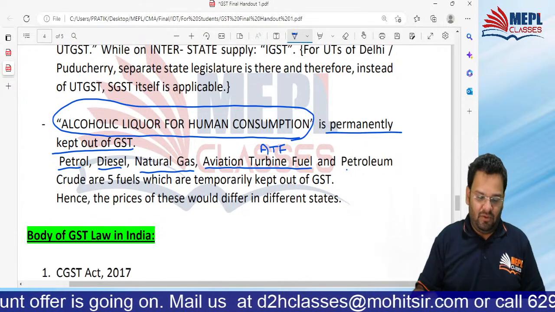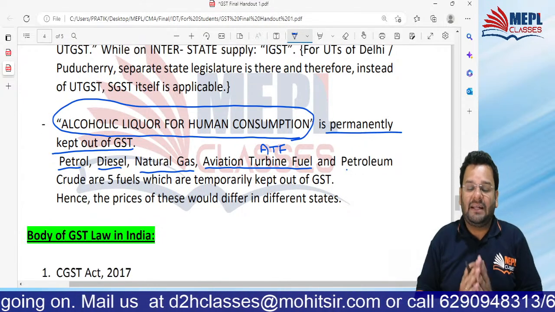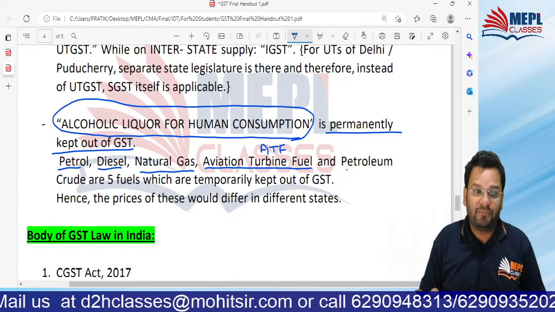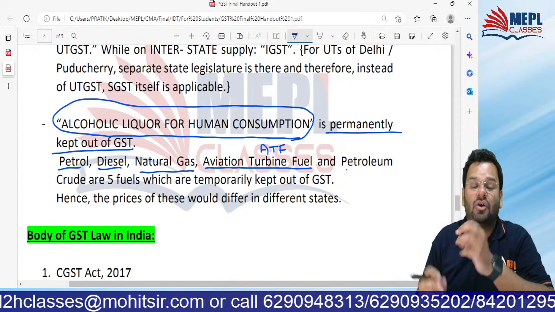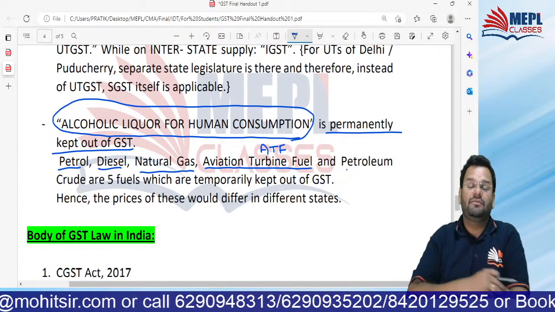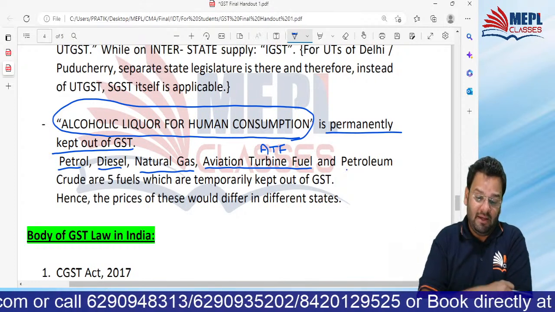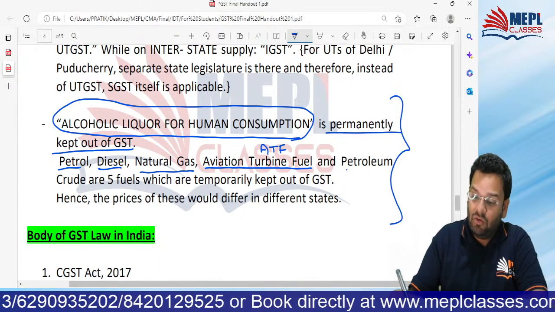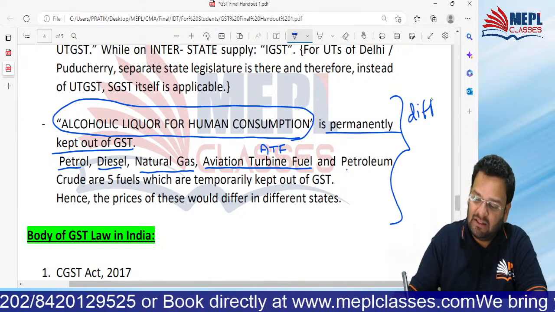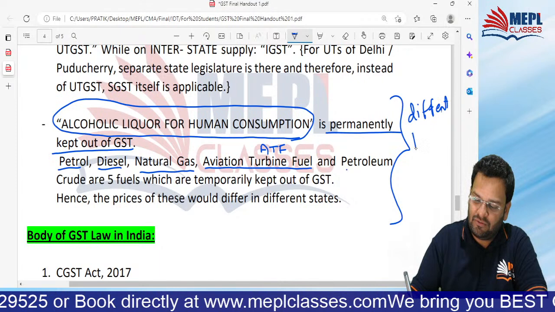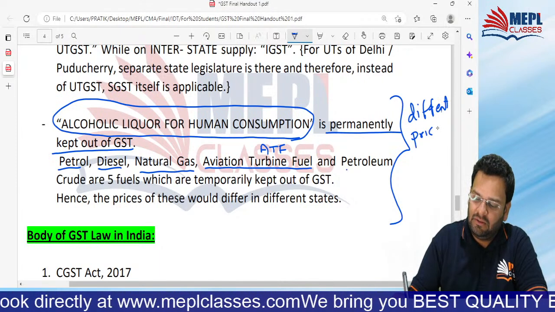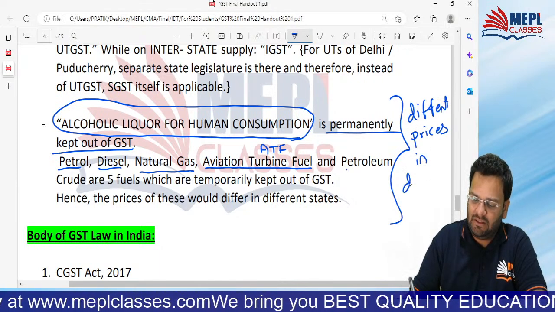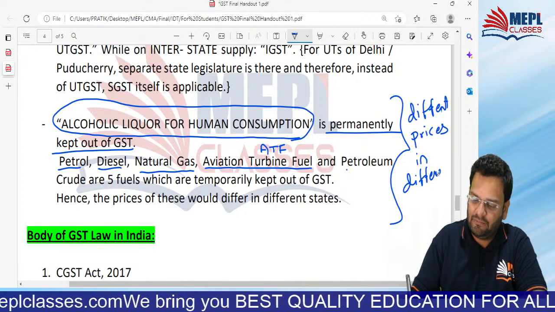Yes. Okay, so that's exactly what happens. If GST is not there on any of the items, that's exactly what happens. So these goods will have different prices in different states. Got it? These will have different prices in different states. Agreed?